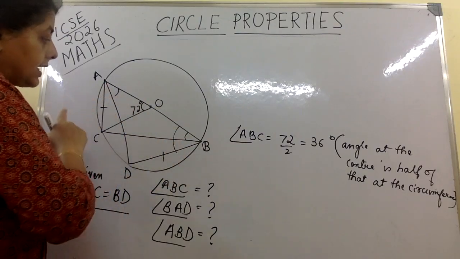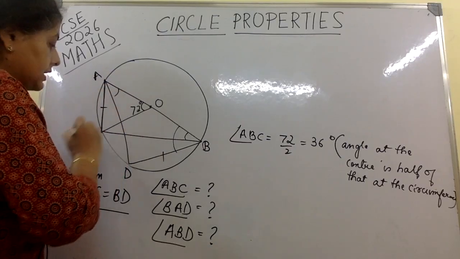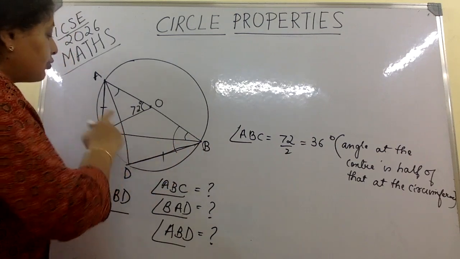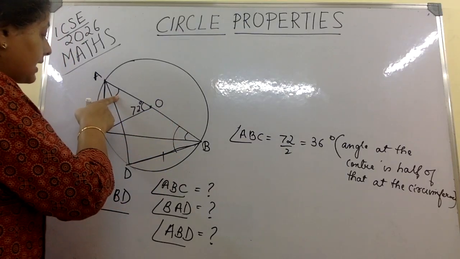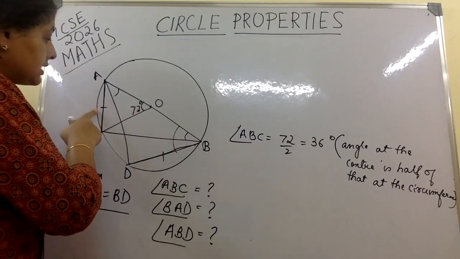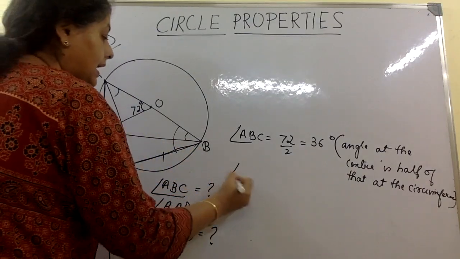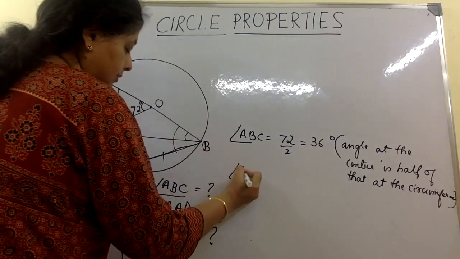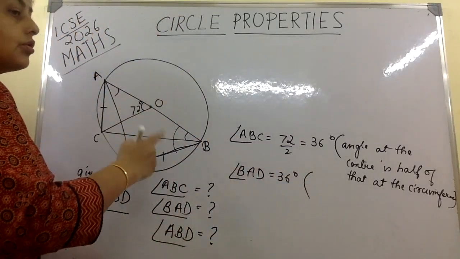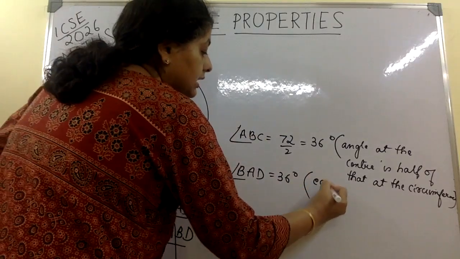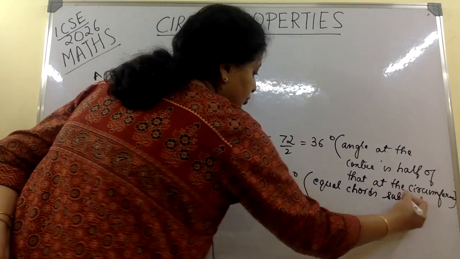Now we need to find this angle. How do we find this angle? Now this chord AC and this chord DB, they are both equal chords, and the circle is also the same. So this chord is holding up angle BAD and this one is holding up the 36 degrees that we just found. Therefore angle BAD is also equal to 36 degrees, and the reason is equal chords subtend equal angles.